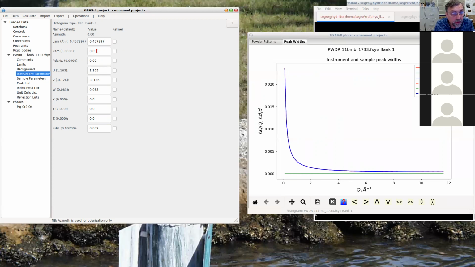Zero is for displacements of the diffractometer. And in fact, this is not perfect, but for 11-BM, there are 2 displacements, an X and a Y displacement. And so in this case, since it pulled the data in from the FXYE file, it didn't ask us for a parameter file. So I could probably import a parameter file here. Let me see if I can import a new parameter file.